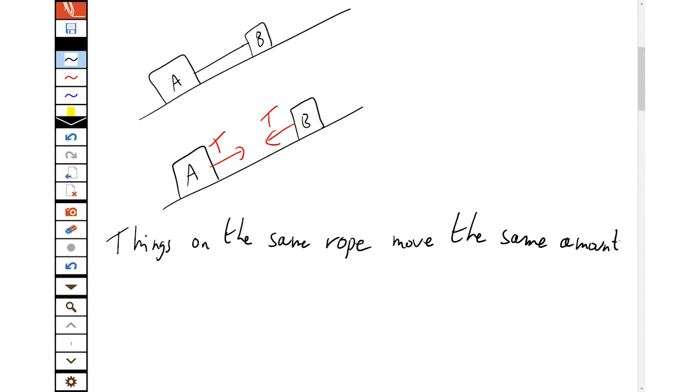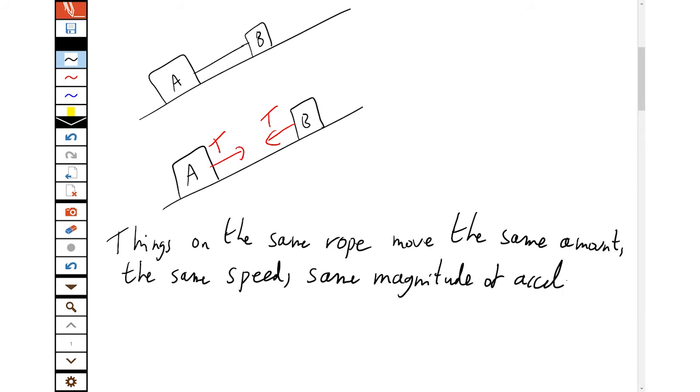And that means they have the same speed and the same magnitude of acceleration. Well, what do we mean by that? Well, if we look at A and B here, we can see if B moves up 1 meter, A must move up 1 meter, and so on.